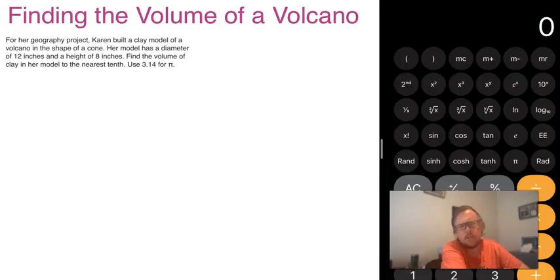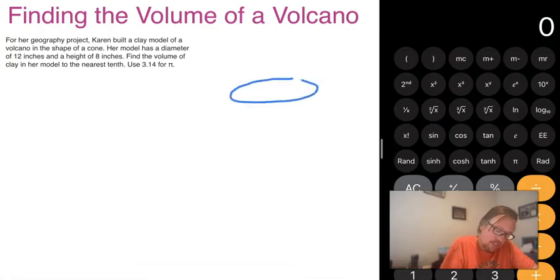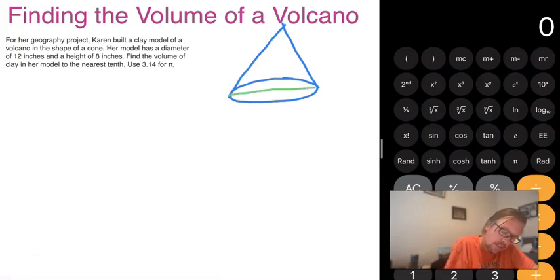You ever wonder what happens when you mix mathematics and hot lava? I did. Karen is building a model of a volcano out of clay. And as it happens, it's in the shape of a cone. Lucky for us, since we're learning about cones. So, this particular cone has a diameter of 12 inches. So let's go ahead and put our diameter on there. Diameter of 12 inches, right there. And a height of 8 inches.